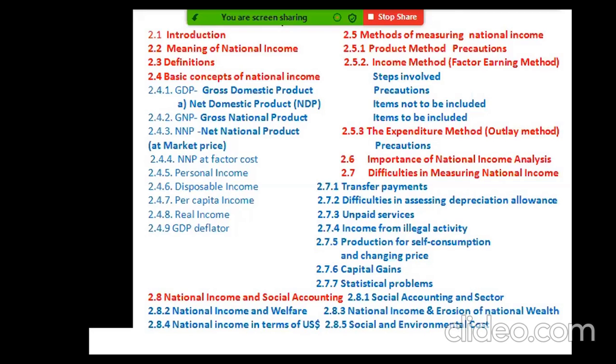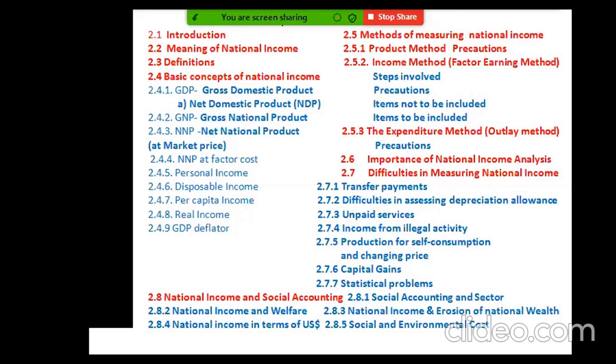Under this subheading, we have further subheadings called steps involved, precautions, items not to be included, items to be included. And the last one is the expenditure method. This is also called the total outlay method. So these are the methods of measuring national income. Next is 2.6, importance of national income analysis. 2.7, difficulties in measuring national income.